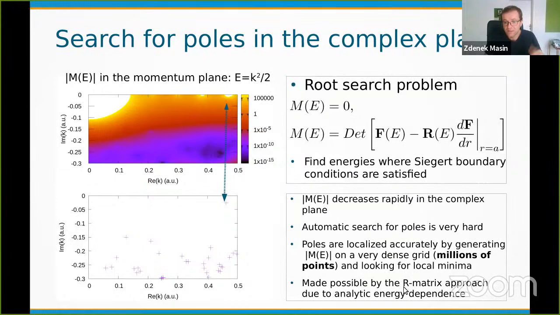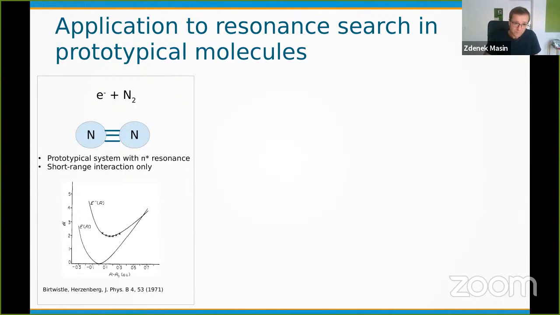So now for some applications. I will describe calculations for three molecules, which will then lead onto the problem that I described at the beginning. First we will look at what the resonances look like in the simplest system, which is the nitrogen molecule.